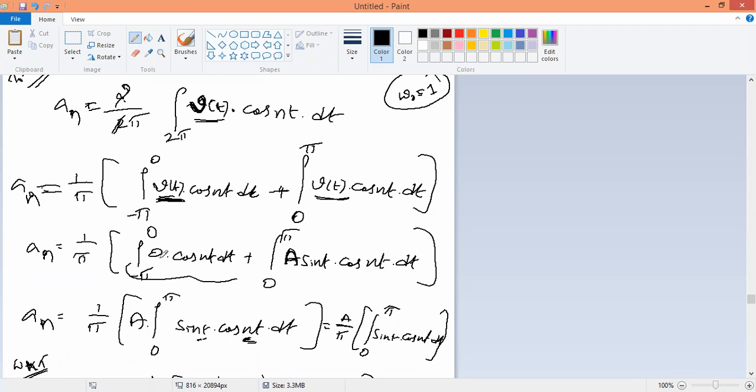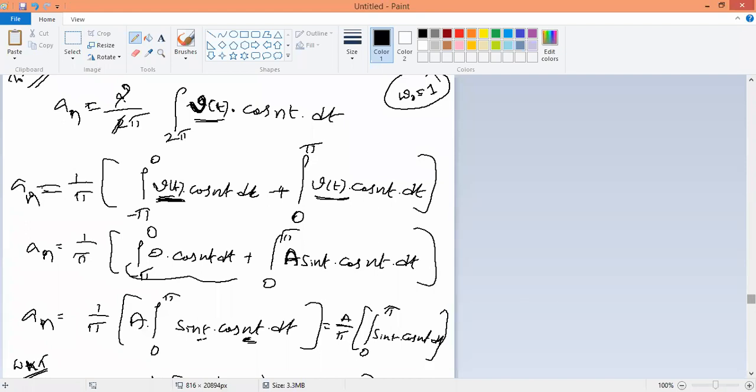Now the integral of 0 into cos nt is 0, the integral of 0 dt value is 0. So this entire value equals 0. Next, 1 by pi, A is constant, A integral 0 to pi sin t cos nt dt. So that equals A by pi integral 0 to pi sin t cos nt dt.